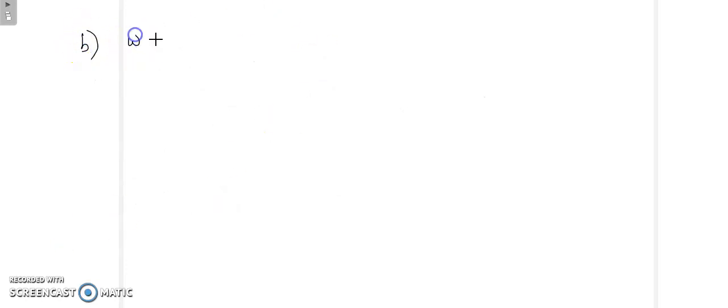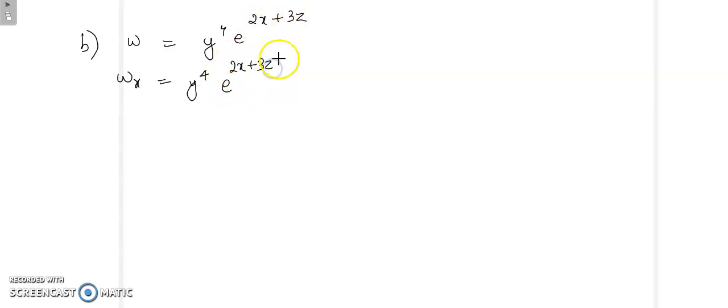Now if you have a function like this, w equal to y raised to 4 e raised to 2x plus 3z. So when you take wx, y raised to 4 is constant. The derivative of the exponential function is e raised to 2x plus 3z, and the derivative of 2x plus 3z with respect to x will be 2. So we will get 2y raised to 4 e raised to 2x plus 3z.